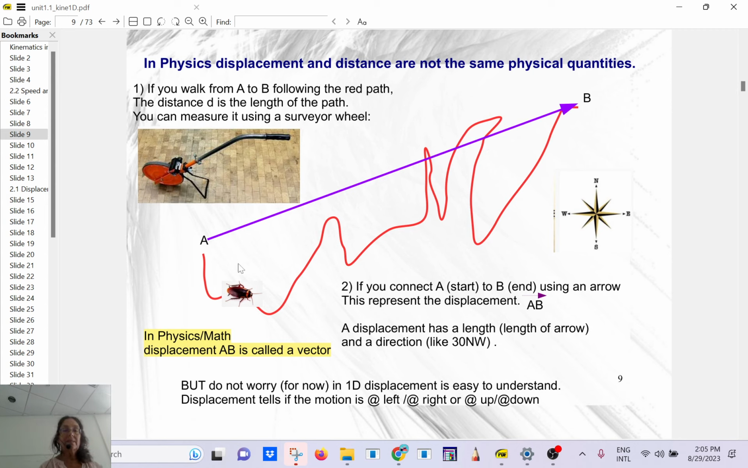So in physics, what we call a displacement is when you connect your starting point to the ending point. That's your displacement. The distance is just how much distance was covered. Is that clear? So here we are in two dimensions, but when we are in one dimension, that's easy.